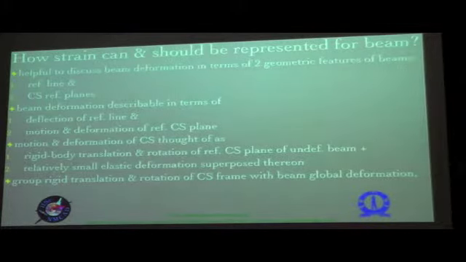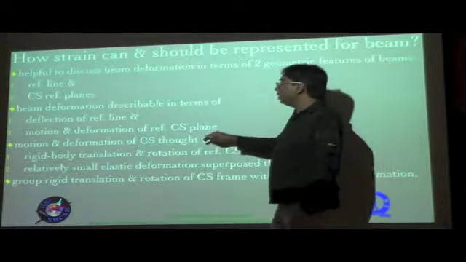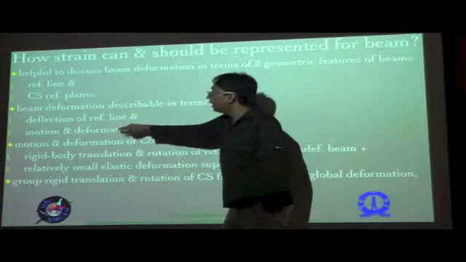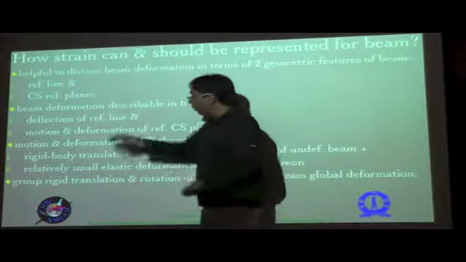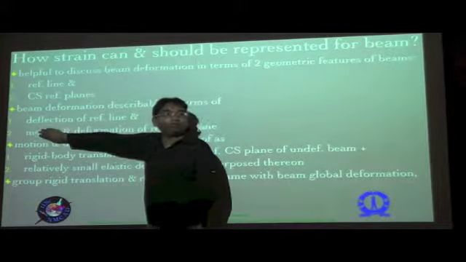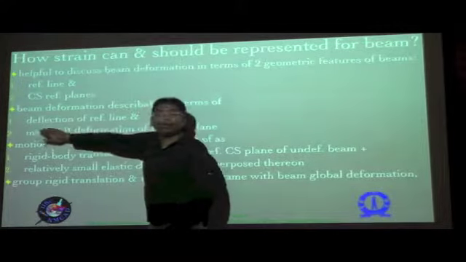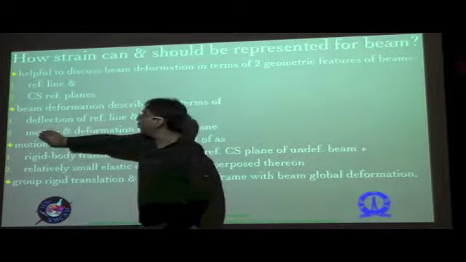Next, we can group the rigid translation and rotation of the cross-sectional frame with the beam global deformation. Here we saw that the overall motion is composed of two parts, the deflection of the reference line and the motion and deformation of the reference cross-section plane. Now we will keep the deformation separate and we'll move this motion of the reference cross-section into this part, because this as well as this are large, so these can be considered simultaneously. So that's basically what we will do.